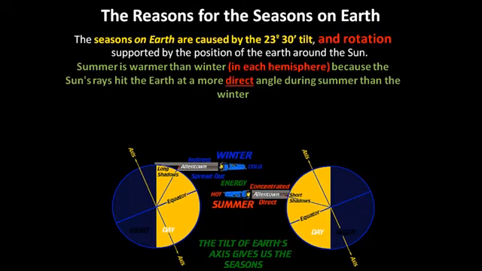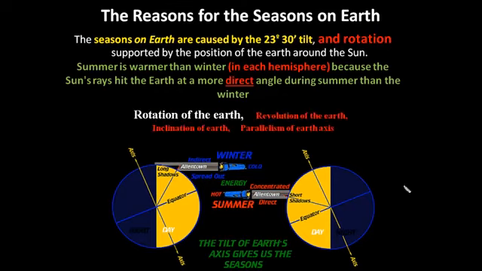As you can see in the diagram, summer is warmer than the winter in each hemisphere because the sun rays hit the Earth at a more direct angle during the summer than the winter. As you can see in this diagram, the position of the Earth in summer solstice, direct rays of the sun is falling on Tropic of Cancer. The northern hemisphere will experience summer season and southern hemisphere will experience winter.